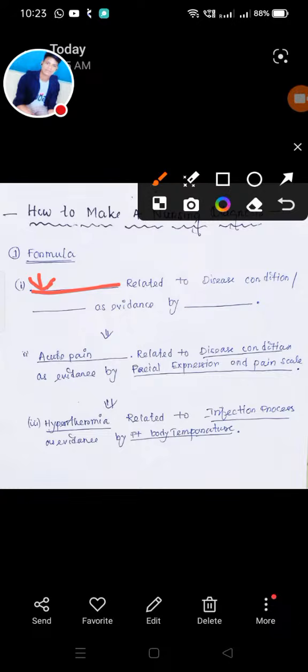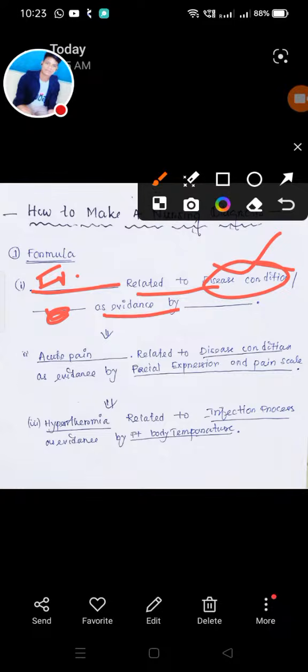Fluid deficit, right? In that first dash, you have to write a fluid deficit related to what? You can write a disease condition, or in the dash you can write decreased oral intake. So why will dehydration happen? Due to improper intake of water. So due to that, dehydration will occur. If you don't know the causes, you can just mention the disease condition.